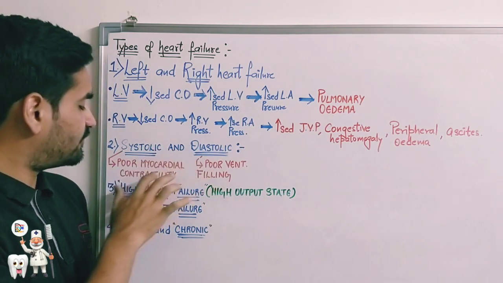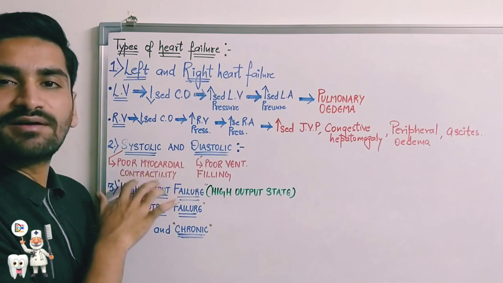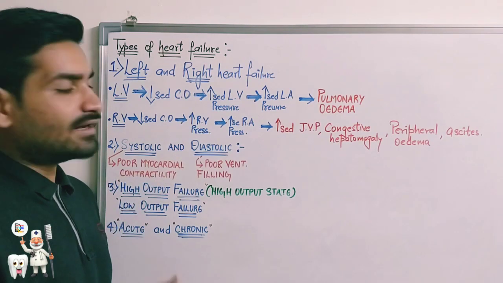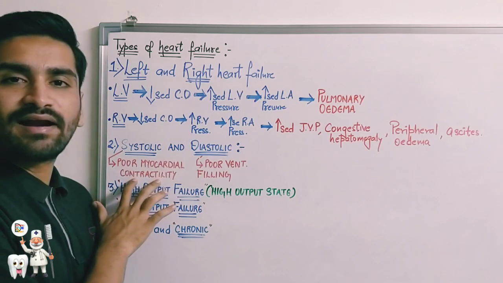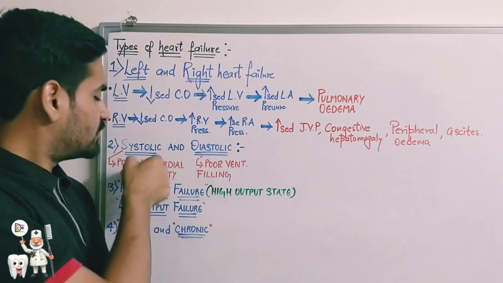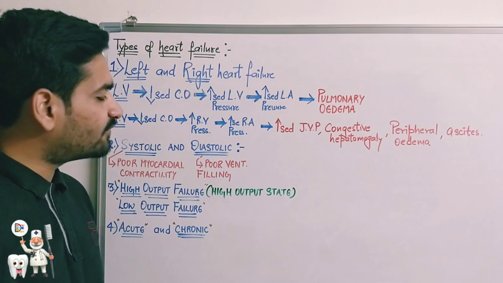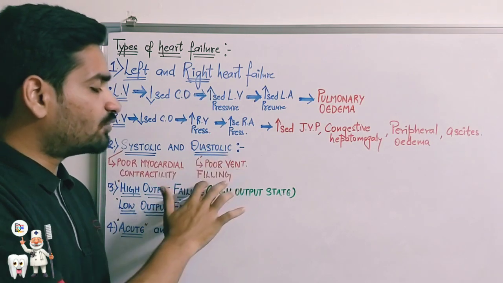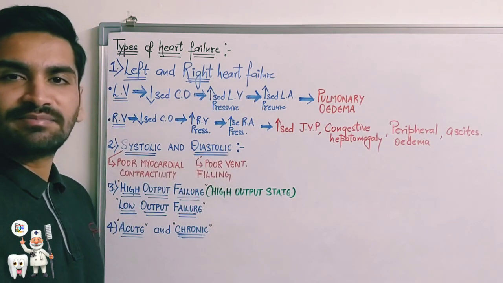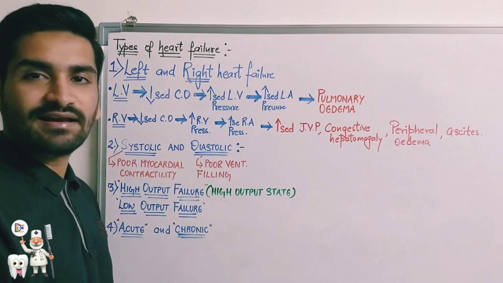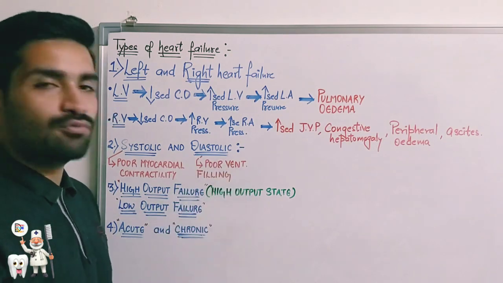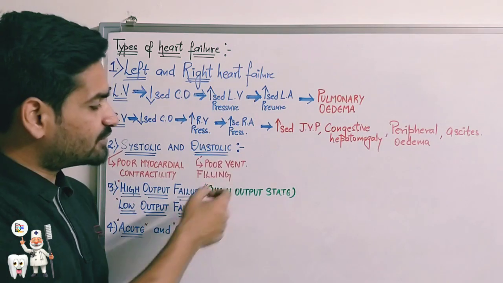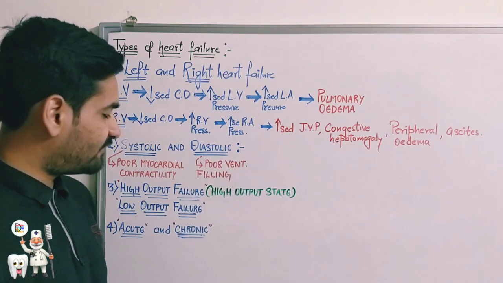In systolic heart failure, it is due to poor myocardial contractility. The word systolic means contraction, so if the myocardial contractility is not proper, it will lead to systolic heart failure. If poor ventricular filling is present, that means the relaxation or diastole of the ventricles is not happening properly, that will lead to poor ventricular filling, which will lead to diastolic heart failure.